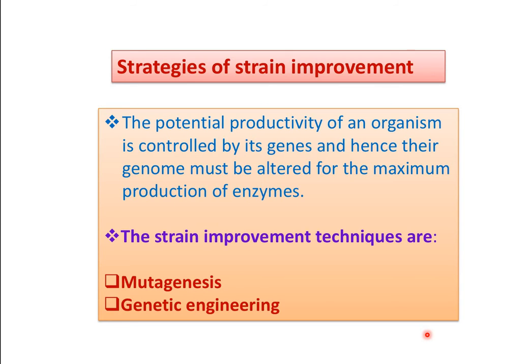Now coming on to the strategies of strain improvement. So basically the potential productivity of an organism is controlled by its genes, and therefore their genome can be or must be altered for the maximum production of enzymes. So the strain improvement techniques which are basically used are mutagenesis and genetic engineering. These two are very important techniques that work in the improvement of the strain.